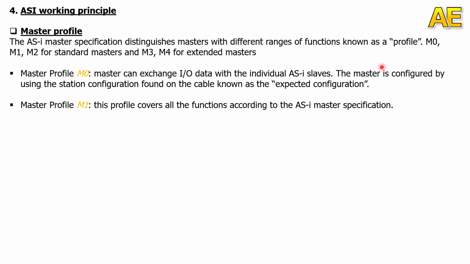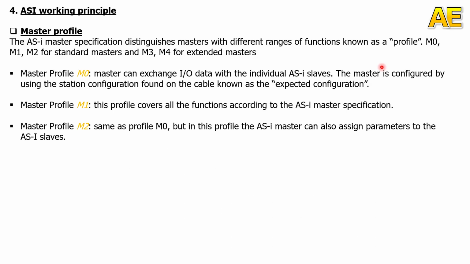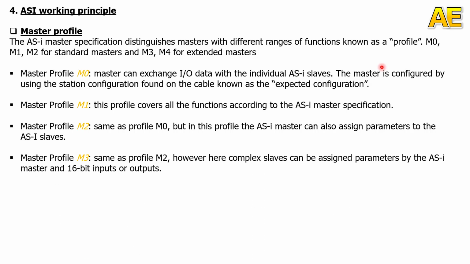The profile M1. This profile covers all the functions according to the AS-i master specification. And this is M2, the same as profile M0, but in this profile, the AS-i master can also assign parameters to the AS-i slaves. And this is M3, the same as profile M2. However, here complex slaves can be assigned parameters by the AS-i master, with 16-bit input or output.